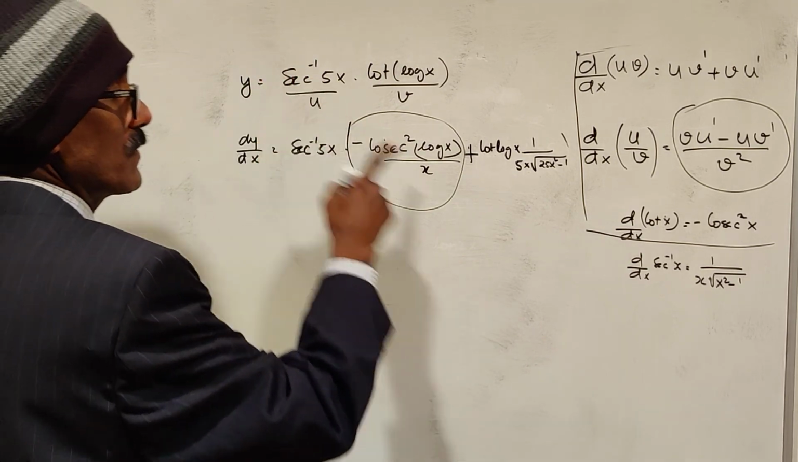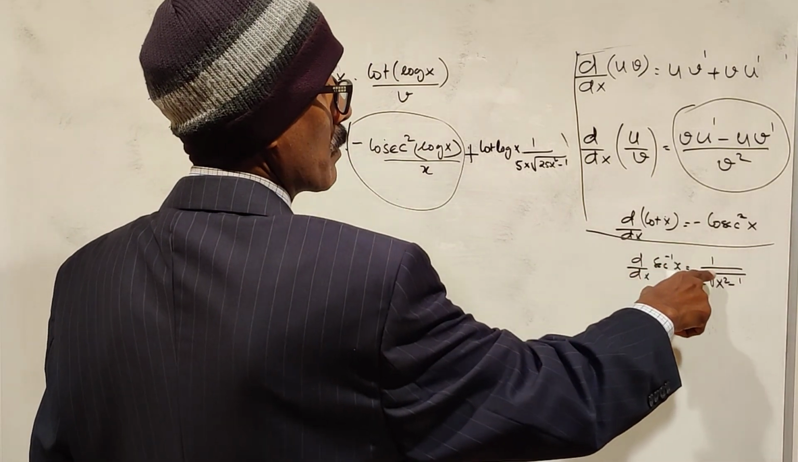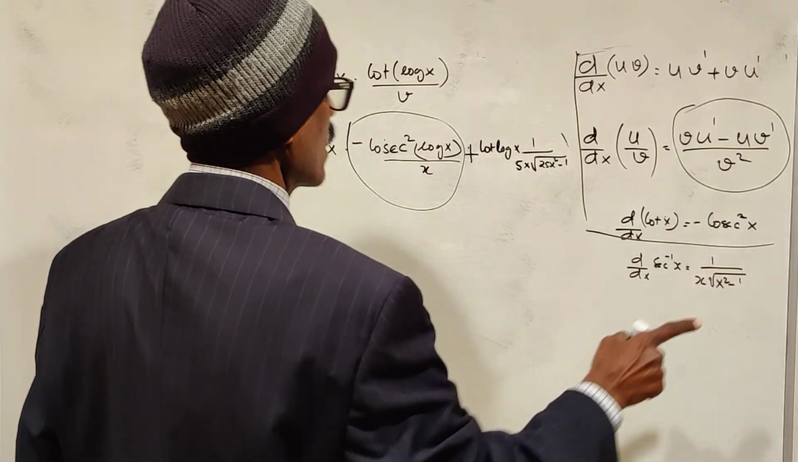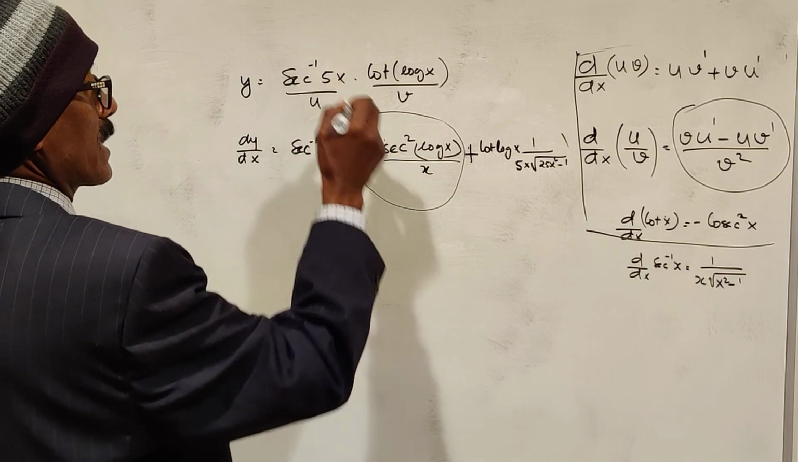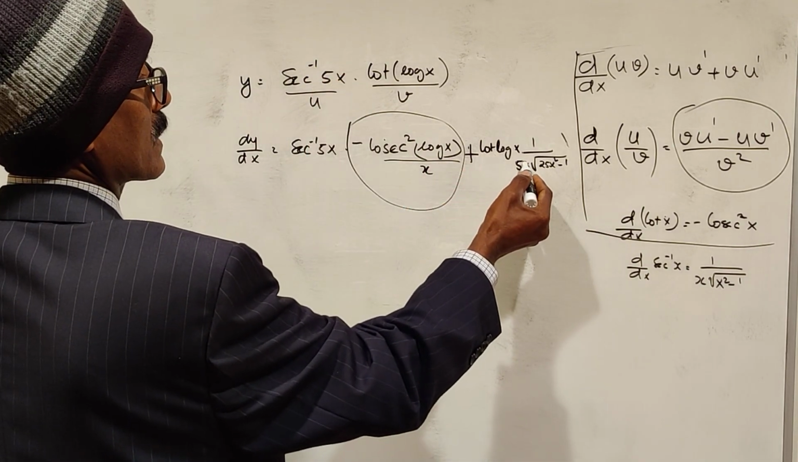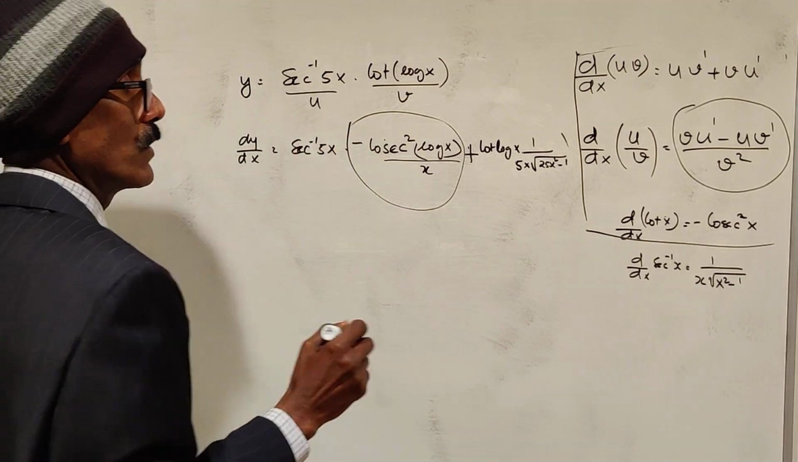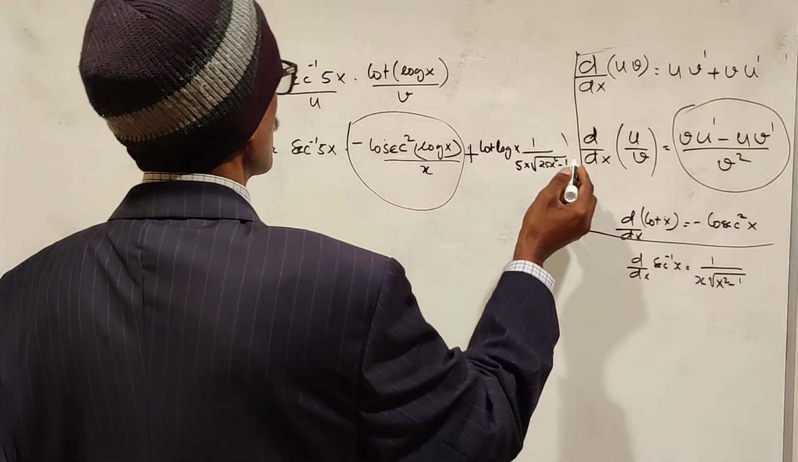What is the derivative of sec inverse u? That is the formula: 1 by u into square root of u square minus 1. Here u is 5x. 1 by 5x into square root of, what is the square of 5x? 25x square. 25x square minus 1.